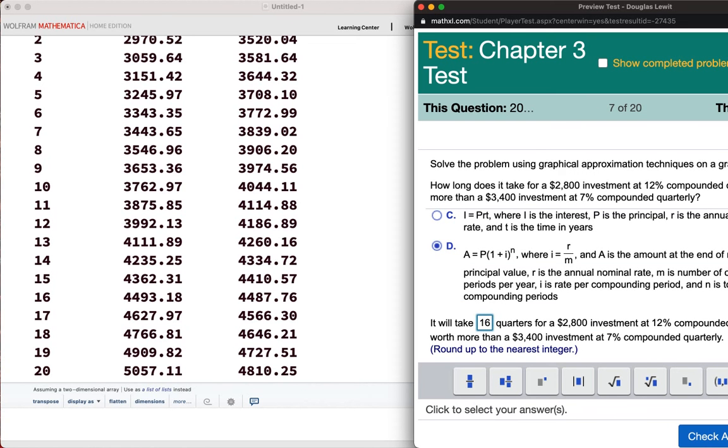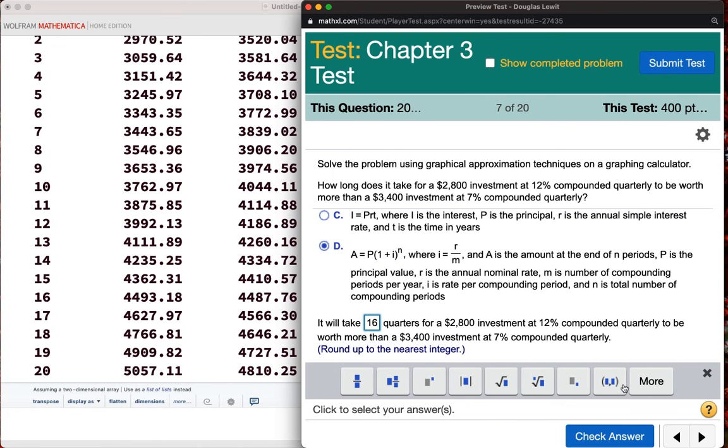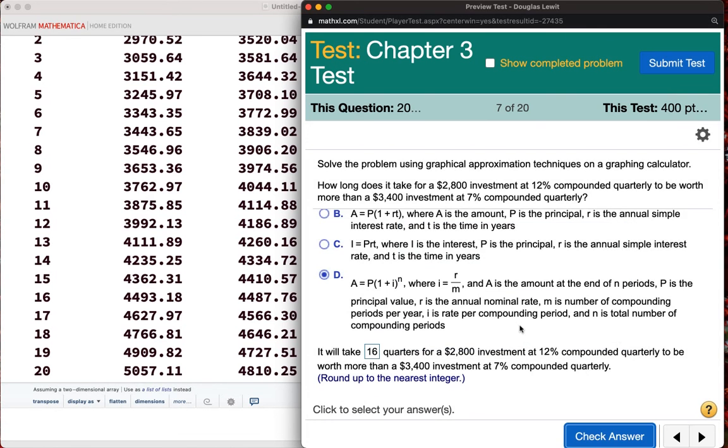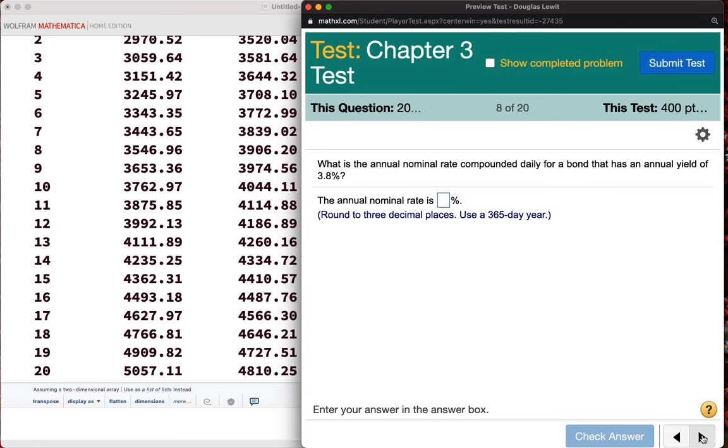Okay, 16 quarters. And let's see if Pearson accepts that answer. Your input is correct, score 100%. Okay, that looks great. Let's move on to the next question.